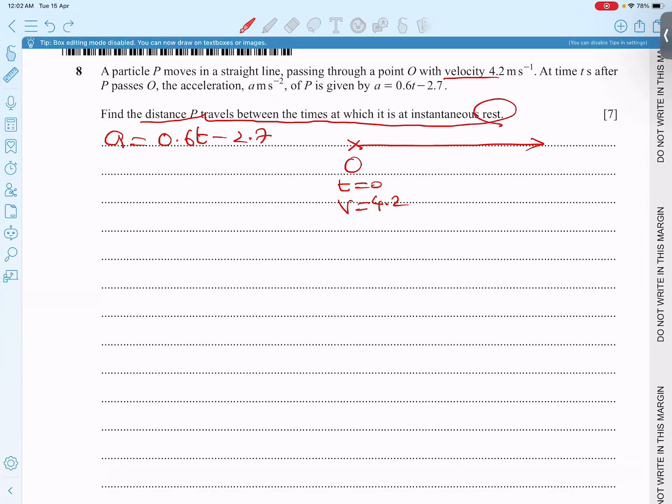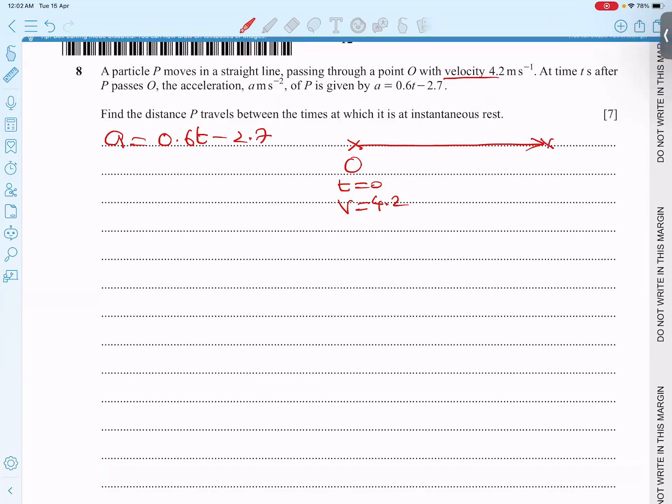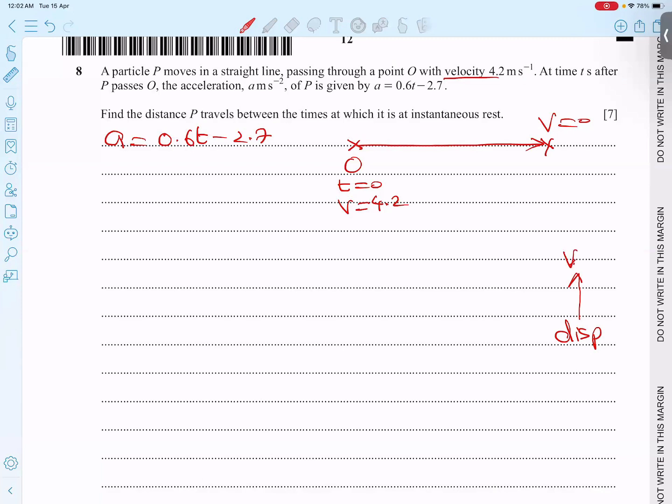Find the distance traveled between the points when it is at rest. What does rest mean? When velocity is 0. It stops somewhere. But do we have the velocity? Not at all. Actually, let me tell you one thing. If you differentiate displacement, we get velocity. If we differentiate velocity, we get acceleration. But if I want to come down, it's called integration.